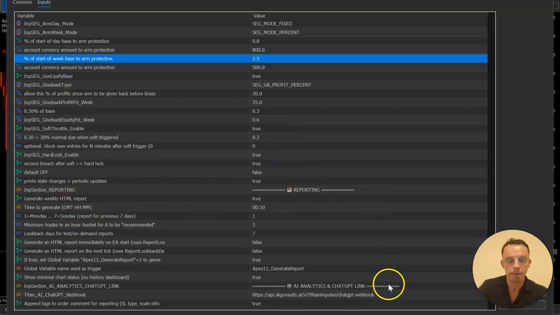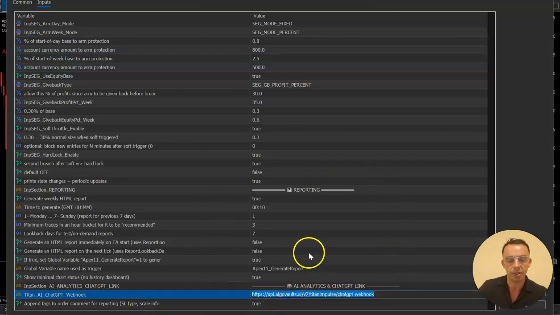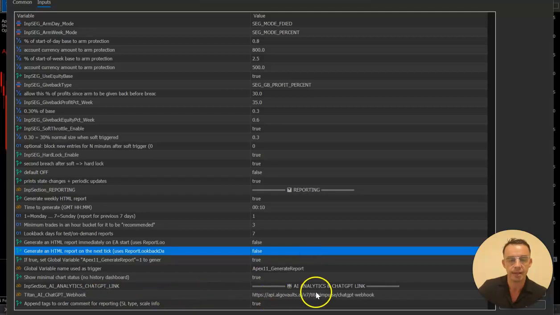Reporting. So this is just weekly reports, trade reports, statistics that the Apex11 actually generates itself on its own. But again, we link this directly with the AlgoVault Quant, which I'll show you now, and it tracks everything for you. Down here is one of the most important things. Make sure you don't change that. That is the webhook for linking into the AI system for the feedback loop. So do not be touching anything to do with that.